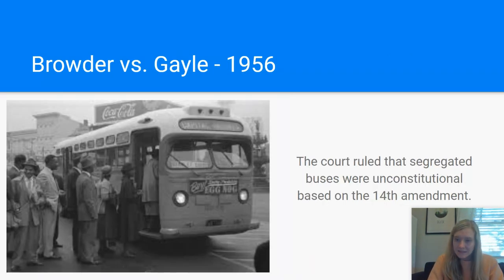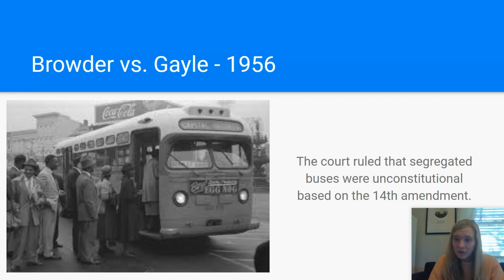Browder versus Gayle in 1956. We spent a long time talking about the Montgomery bus boycott. Browder versus Gayle in 1956 is actually the court case that ruled that segregation on buses is unconstitutional. This is a really interesting one because it talks a lot more about people other than Rosa Parks. Yes, we focus on Rosa Parks. She was an activist who had a major role in the 1950s Montgomery bus boycott.